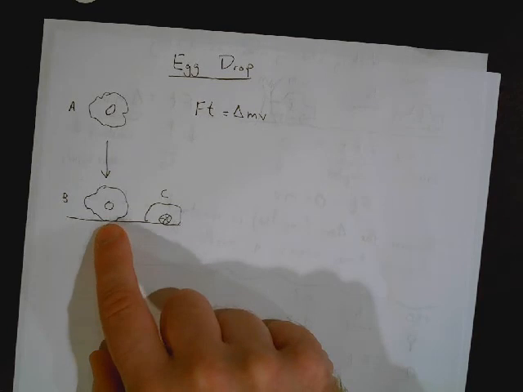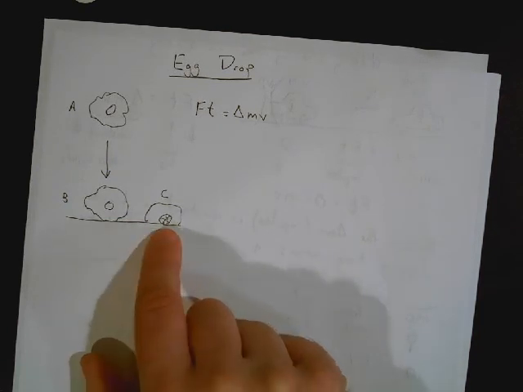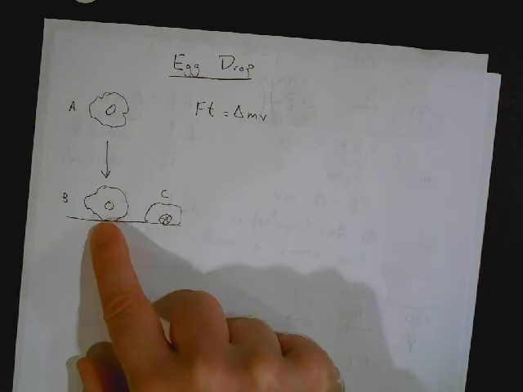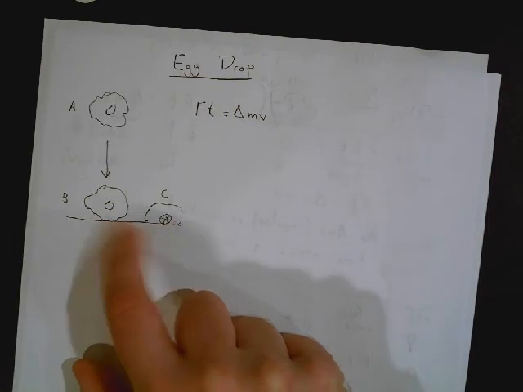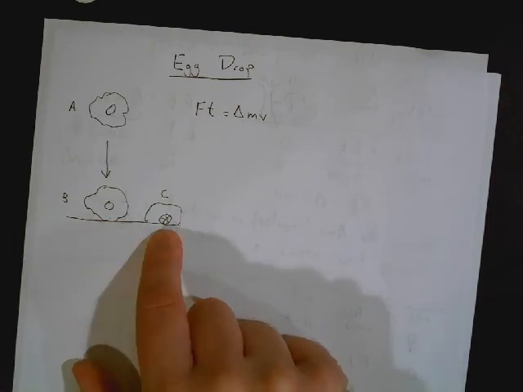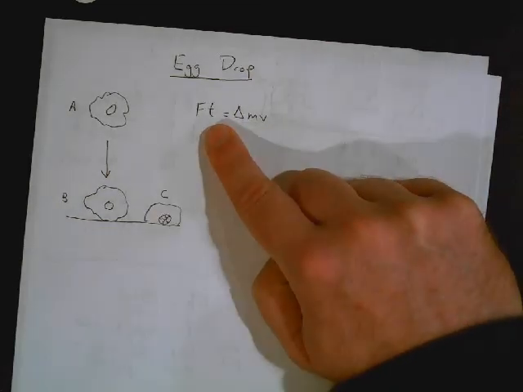So really, what we're worried about is the force from the ground, and the time we're talking about is the time from the instant your device hits the ground until your egg stops. So it'd really be the time from here, B to C, where this is the instant it hits the ground and this is where it first fully stops. That's the time we're talking about.